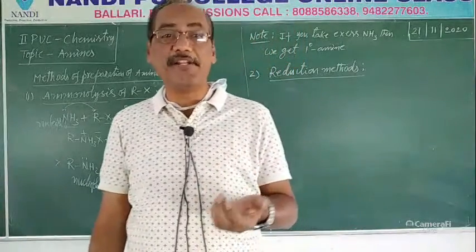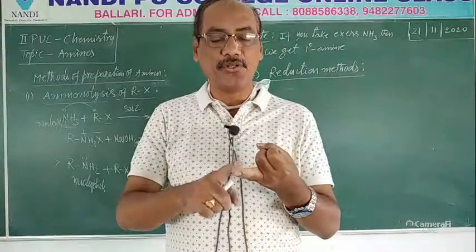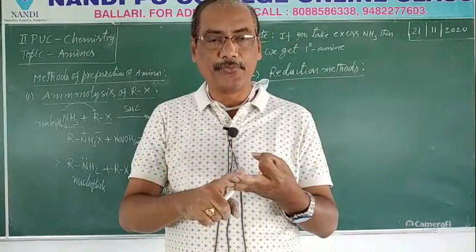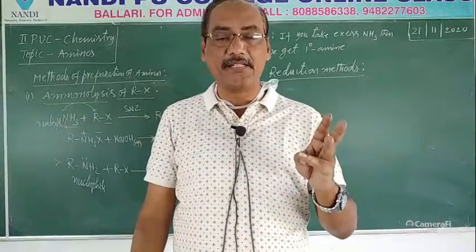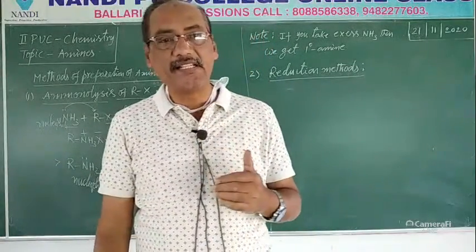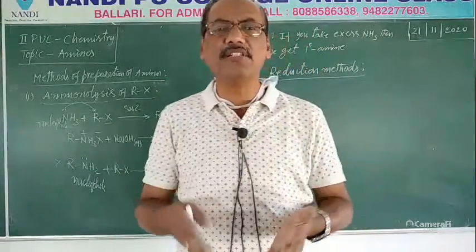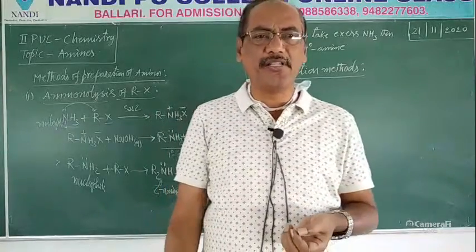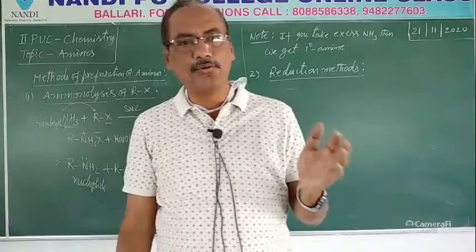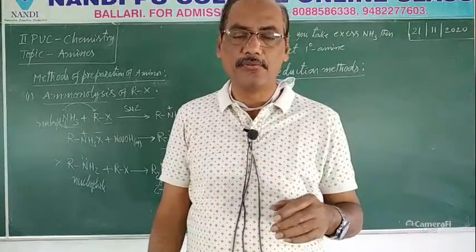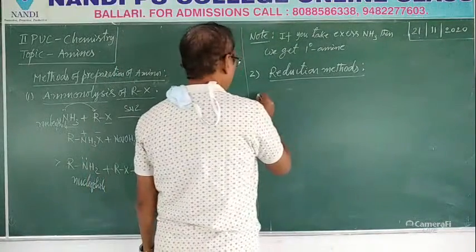And which compounds should be reduced? The compounds to be reduced are nitriles, isonitriles, amides, oximes, nitro compounds and azides. So we are going to see these six types of reductions, right children? For most of the reactions you can use the same reducing agent. Whenever you use strong reducing agents, the corresponding group is converted to amino groups. Let us see these reactions one by one.